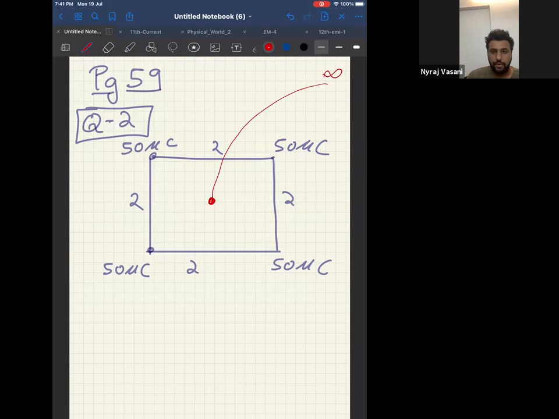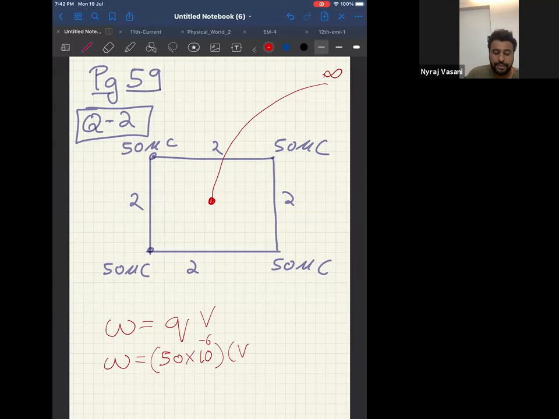Now, look at this. Total work done, W is equal to Q into V. Do you know this formula? Total work done is equal to Q into V. Now, have they given the value of charge that has to travel from infinity? Yes. What is the value? 50 microcoulomb. 50 microcoulomb means 50 into 10 power minus 6 coulomb.